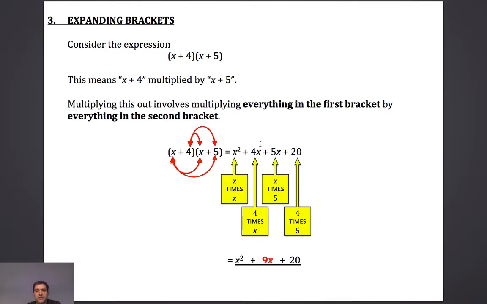Then you've got two terms of the same type, both x terms. So the 4x and the 5x you can clump together to make a single term, 9x. So the whole thing simplifies to x squared plus 9x plus 20.